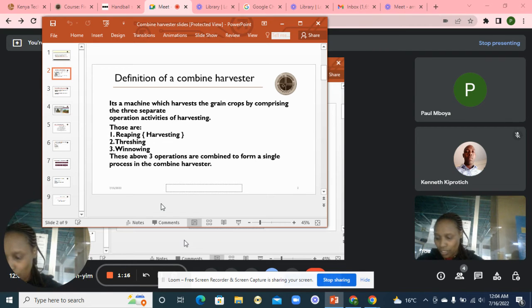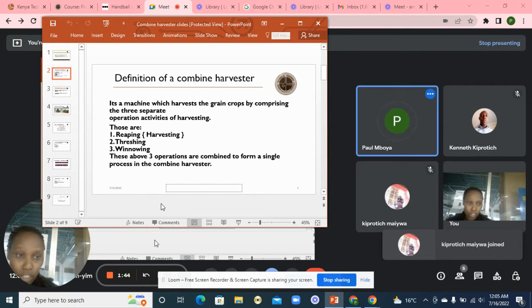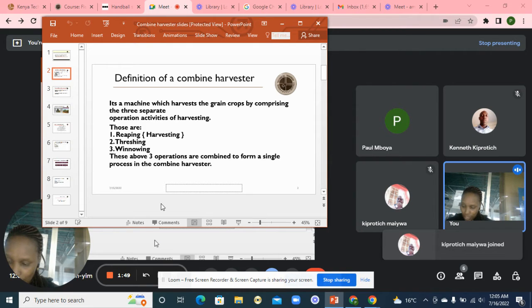So today we want to learn about a combine harvester. That's our title for today. By the end of the session, we should be able to define a combine harvester, state the crops harvested by the machine, and identify the parts of a combine harvester. So we shall start by defining what a combine harvester is. Who can try? What's a combine harvester, class?